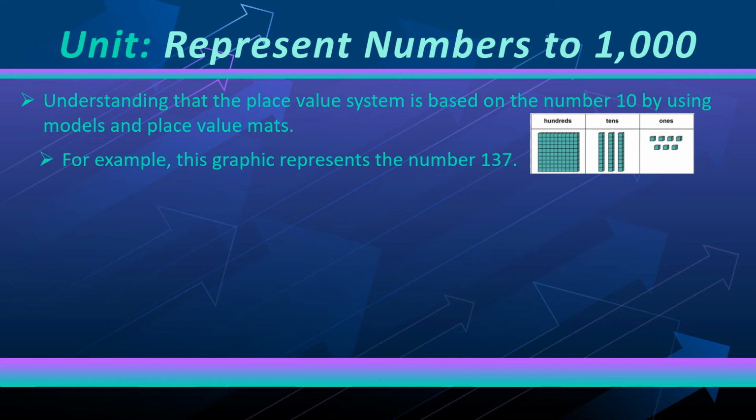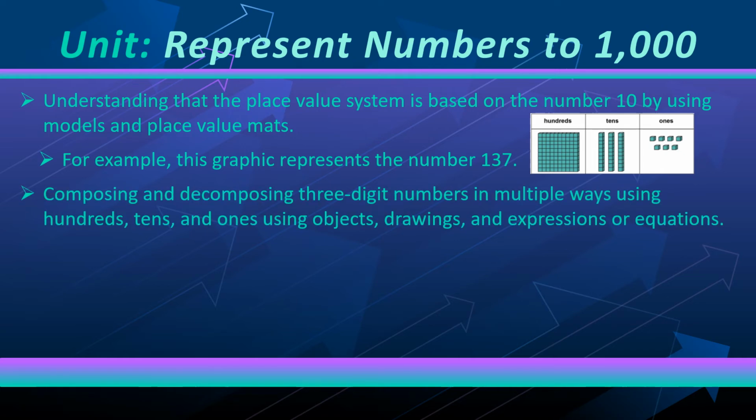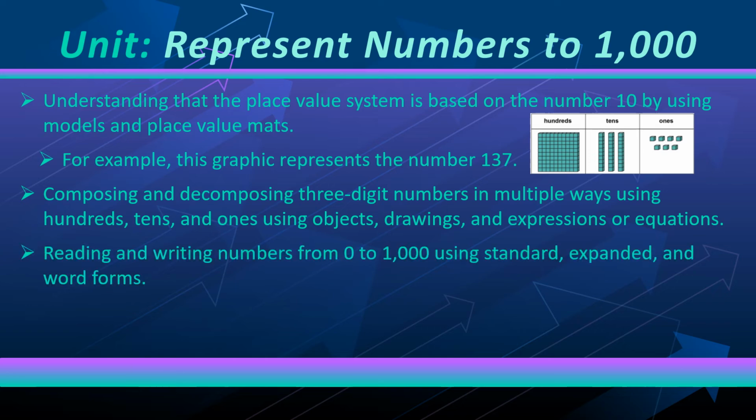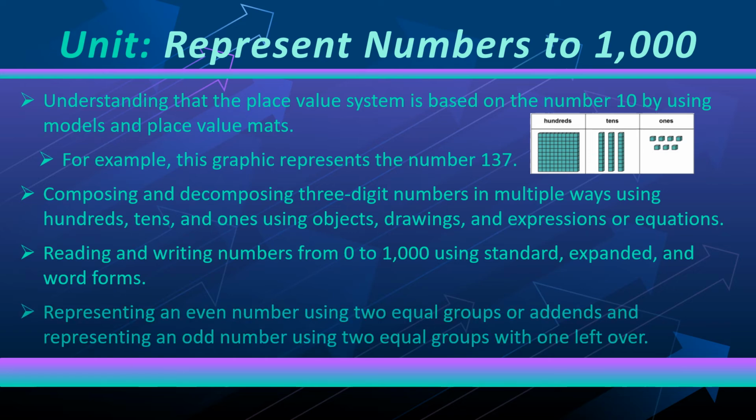This second grade unit of study will encompass the following key learning goals. Understanding that the place value system is based on the number 10 and by using models and place value maps. Composing and decomposing three-digit numbers in multiple ways using hundreds, tens, and ones, using objects, drawings, and expressions and equations. Reading and writing numbers from 0 to 1000 using standard form, expanded form, and word form. And representing even and odd numbers. These goals can also be found on the STEMscopes parent letter.